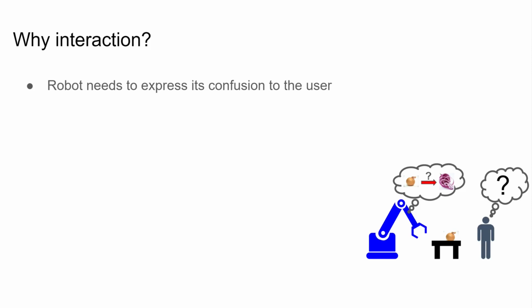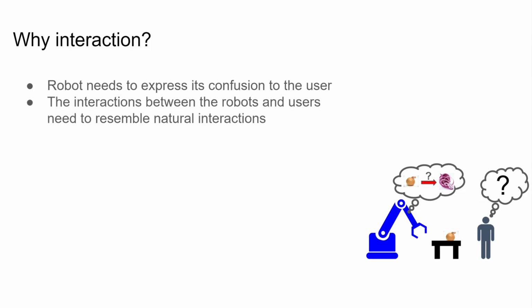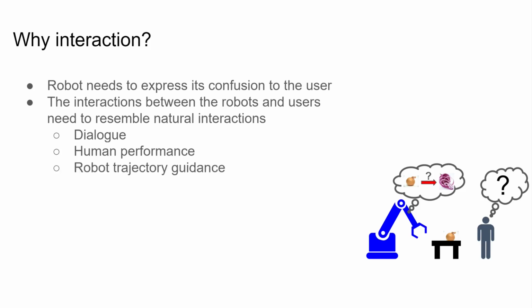For a novice end user, the interactions with the robot need to resemble natural interactions between humans, such that they can interact with the robot without any prior expertise. Natural interactions include dialogue, human performance, and robot trajectory guidance.